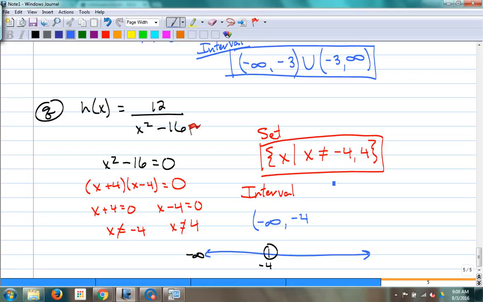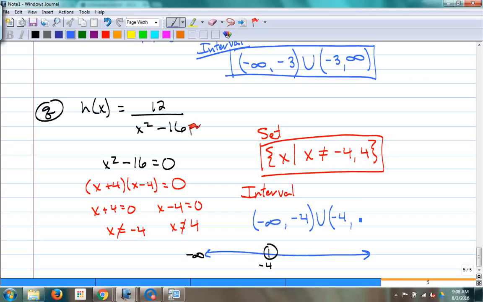And I'm skipping it, so what do I put, parentheses or bracket? Parentheses. Then I'm going to pick up and start walking this way, so I've got to have a union. Right after I hop over negative 4, there's negative 3.9999999. So I'm going to use a parentheses and then negative 4 there to start walking again.